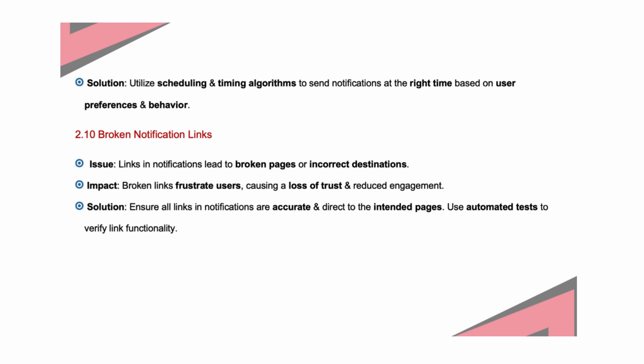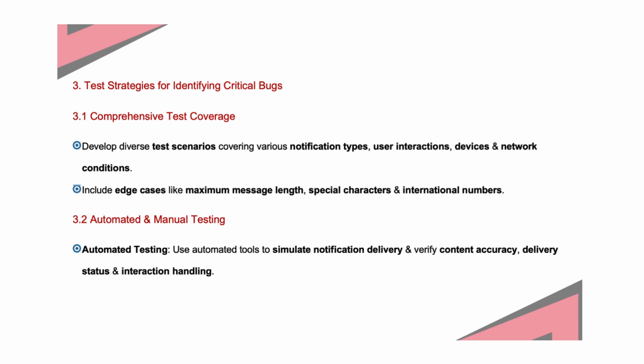Test strategies for identifying critical bugs. First one is comprehensive test coverage. Develop diverse test scenarios covering various notification types, user interactions, devices, and network conditions. Include edge cases like maximum message length, special characters, and international numbers.